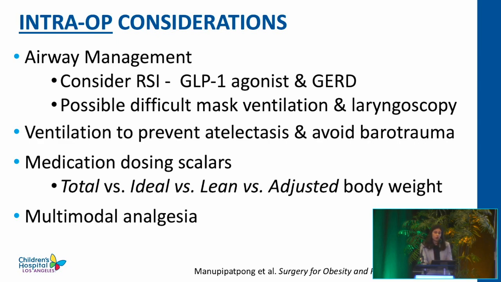So we know that our total body weight is our lean body weight and our adipose tissue. But in morbidly obese patients, their adipose tissue increases significantly more than their lean body weight. Nevertheless, lean body weight contributes most significantly to a medication's volume of distribution and clearance. However, there is this scalar of adjusted body weight, which accounts for the fact that some of the medication may be distributed to the adipose tissue. So it avoids underdosing if you're using ideal or lean body weight and overdosing if you're using total body weight.